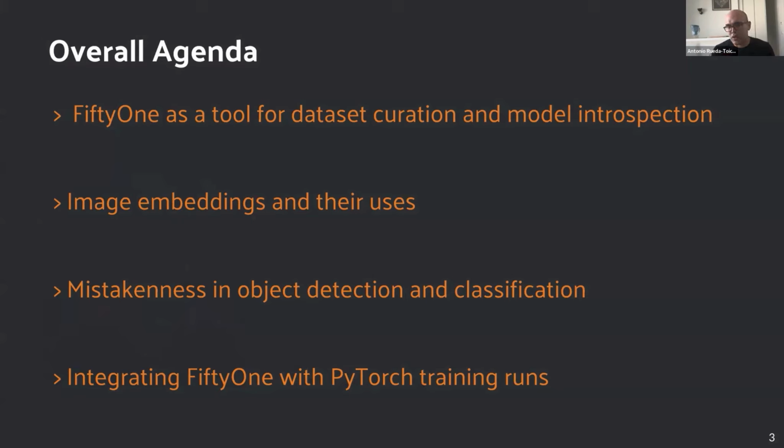I'm going to show you also how you can fine-tune your own models with PyTorch and FiftyOne, and how you can use this to improve the quality of your datasets. So we're going to be taking a look at mistakenness, this metric for evaluating how wrong an object detection algorithm could be and also a classifier could be. And I'll show you how to integrate PyTorch and FiftyOne for training runs. This is a tutorial that I have been preparing for some time, and I'm gonna give you an overview of it.